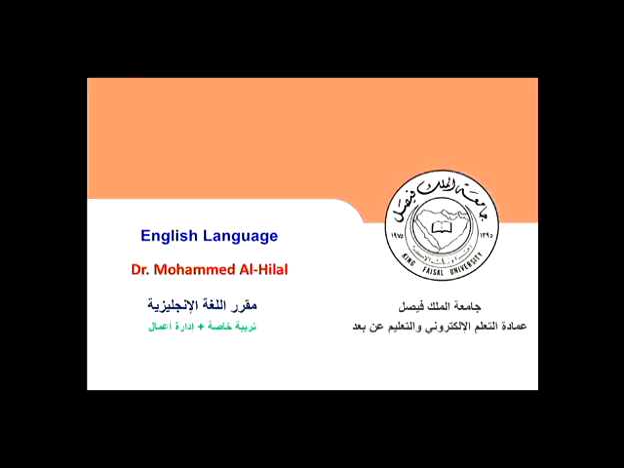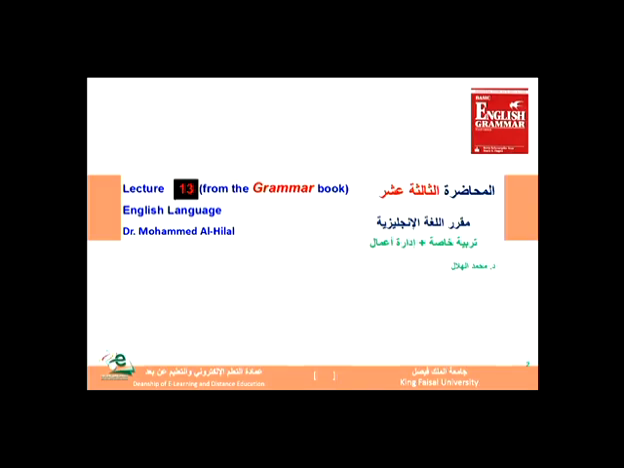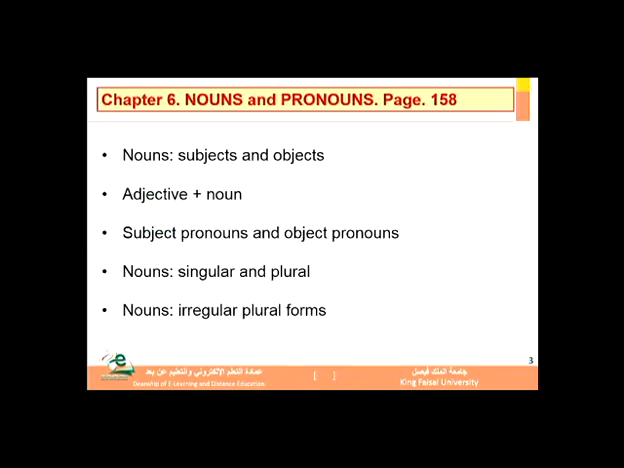Today, of course, we are going to have a grammar lecture as we discussed last lecture. Basically, today's lecture is going to discuss chapter number 6 in our book, where we talk about nouns and pronouns. In this chapter, we are going to look at nouns as subject, nouns as object, and then we will look at sentences where we have an adjective followed by a noun. Then we will talk about subject pronouns and object pronouns and try to see the difference between the two.